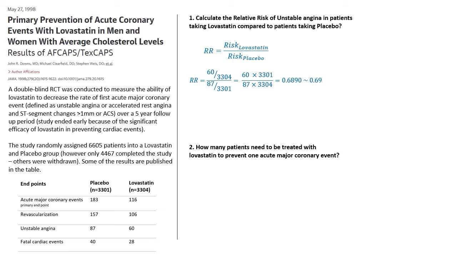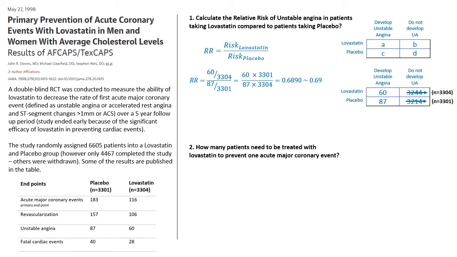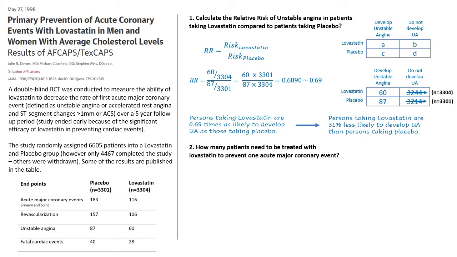Although you don't need a contingency table for this problem, here's one just in case it helps. Keep in mind that because we're calculating risk, we don't need to know the number of unaffected persons in each group, only the number affected and the total. After doing some math, we come up with 0.69, which we can interpret as persons taking lovastatin are 0.69 times as likely to develop unstable angina as those taking placebo.